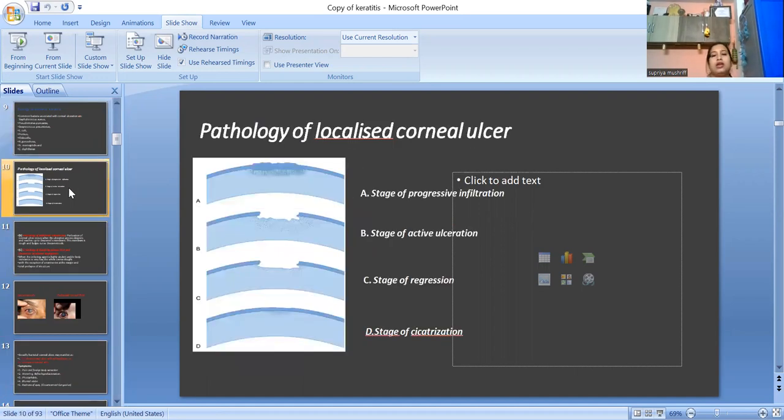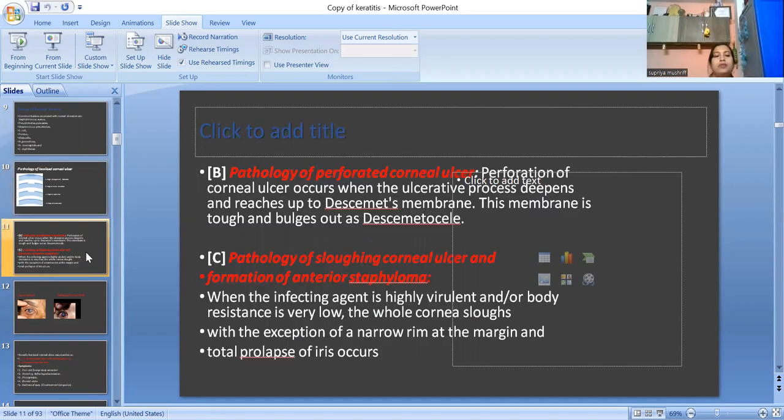Now the pathology of localized corneal ulcer. The first stage of corneal ulcer is the stage of progressive infiltration. Here in the diagram, you can see the infiltration is growing from superficial to deeper layers. Then the second stage is the stage of active ulceration. Due to infiltration, there is ulcer formation. Then there is a stage of regression, followed by a stage of cicatrization, which causes fibrosis and opacity in the cornea.